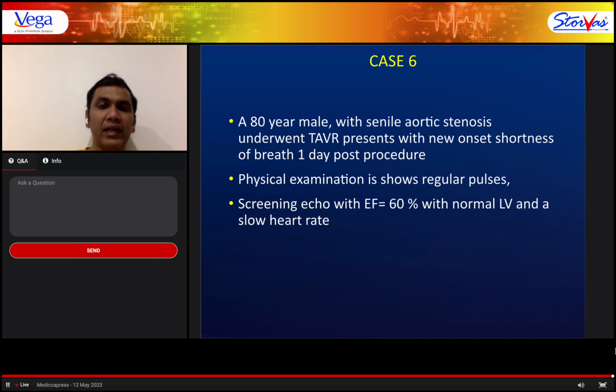Then we have an 80-year-old male with senile aortic stenosis who has undergone a TAVR, who presents with new onset shortness of breath 1 day post procedure. The physical examination again shows regular pulses. The screening echo shows an ejection fraction of 60% with a normal LV and a slow heart rate.